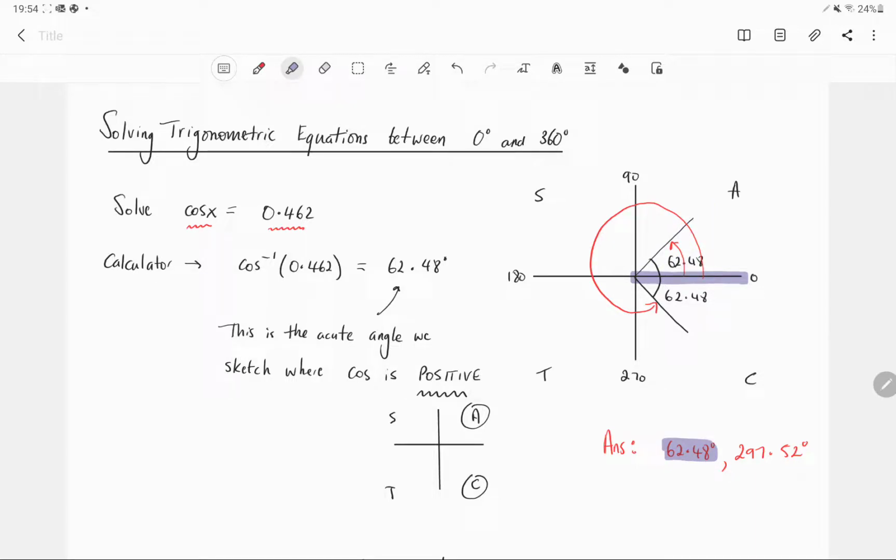Then we'll go back to 0 and follow the diagram all the way around until we get to the second angle that we've drawn. We've gone past 90, past 180, past 270, and we're into the last quadrant. To calculate the second angle we take 62.48 away from 360, because if it continued all the way back it would be 360. So we subtract 62.48 from 360 and we get 287.52. If you plug these two values into your calculator and do cos of these values, you will get 0.462 as your answer.